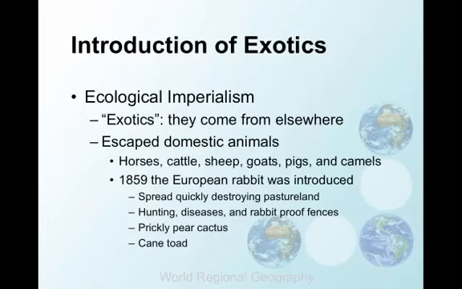In 1859, the European rabbit was introduced. This spread quickly throughout the pasture land of Australia, and so what resulted was an increase in hunting, and then also diseases were introduced to kill off the rabbit population. Also, rabbit-proof fences were put in place by farmers so that their crops were not hurt.